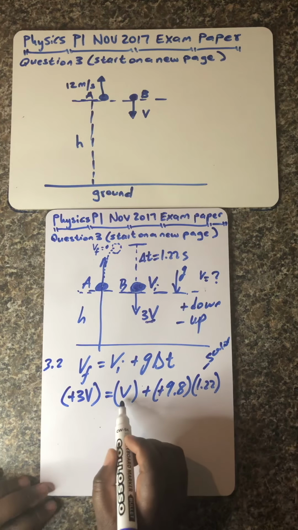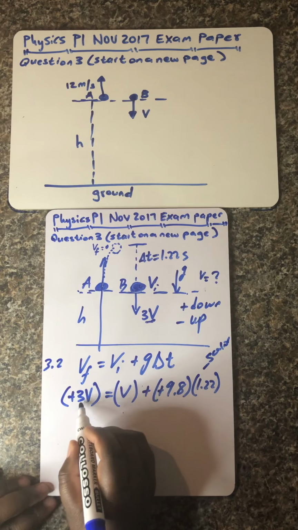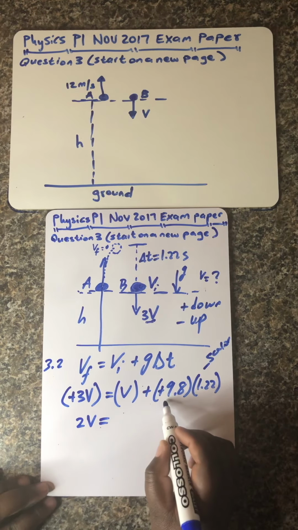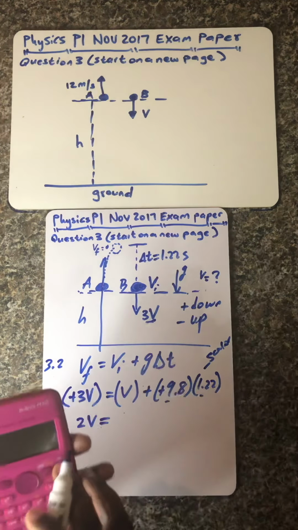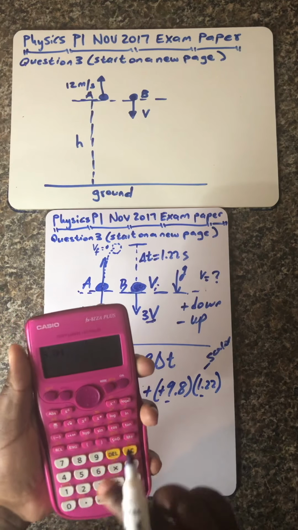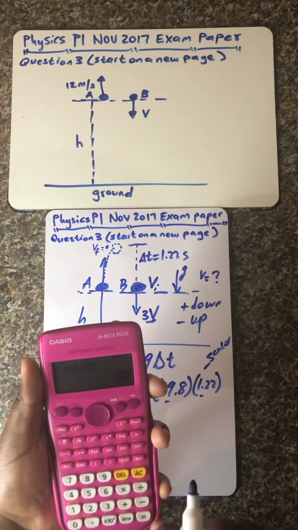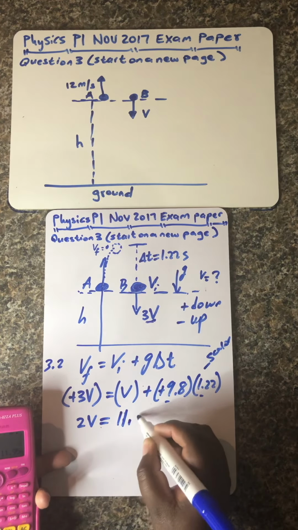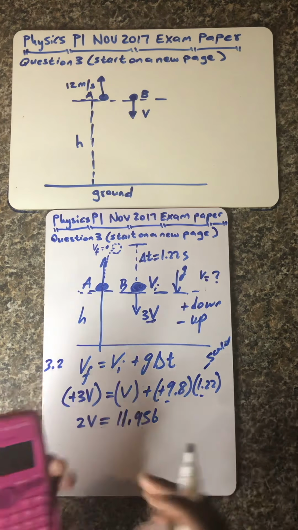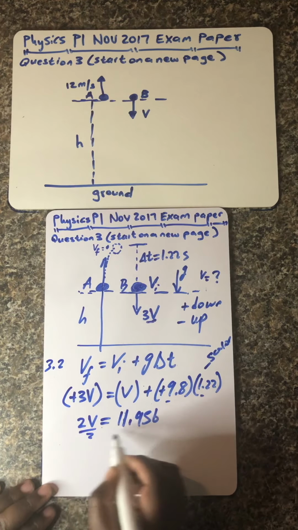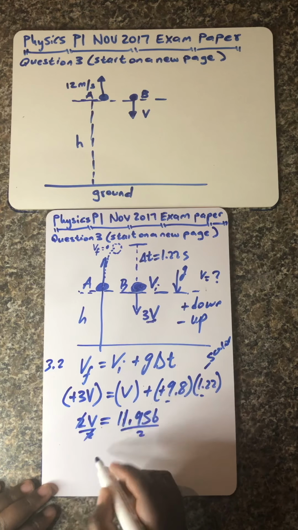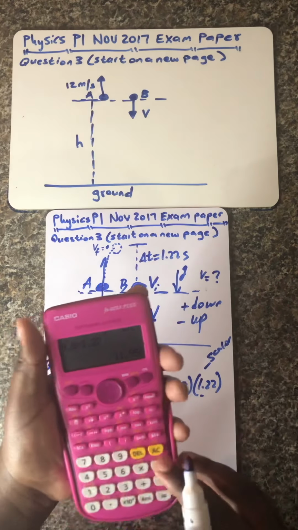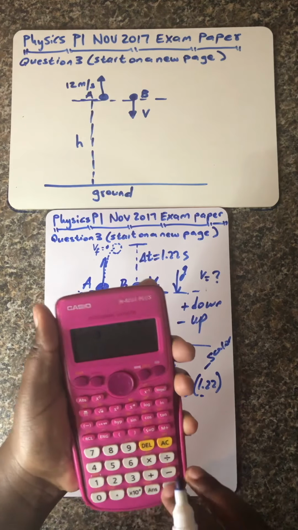So now we can move this to the other side. We know it's going to be 3v minus v, which is going to be 2v. It equals 9.8 multiplied by 1.22. We get 11.956. Then at this stage, you can just divide by 2. You also divide by 2 so that it cancels and you remain with v. v equals that answer that we got, I just divided by 2.